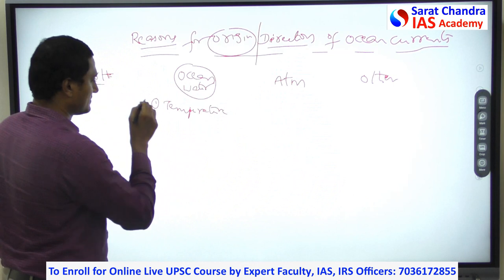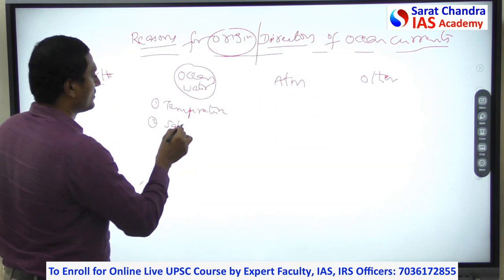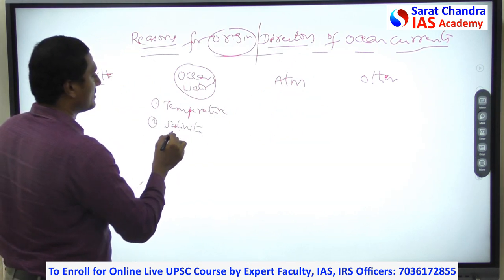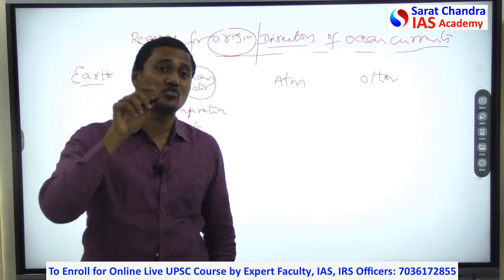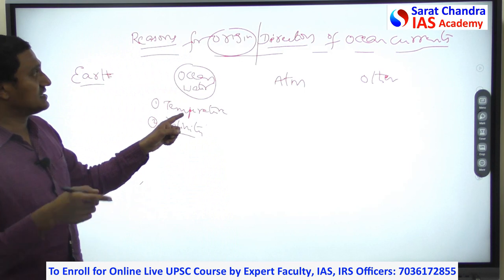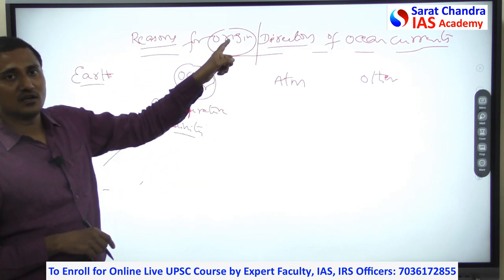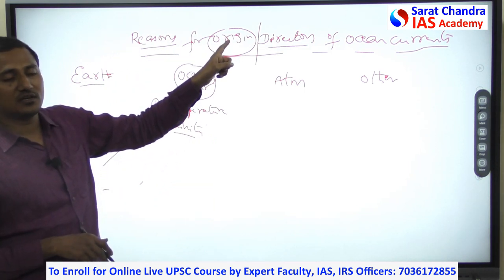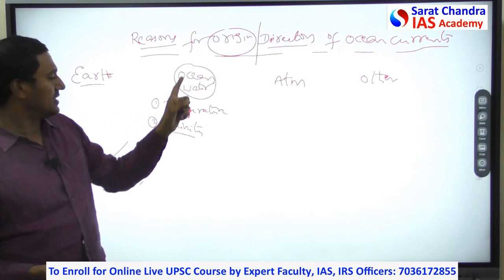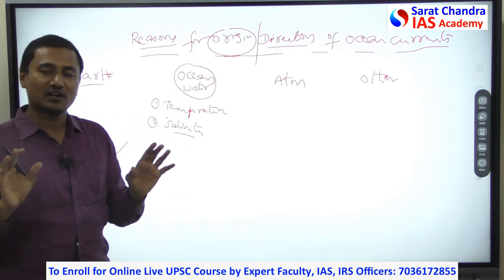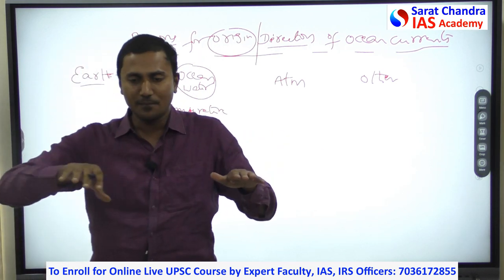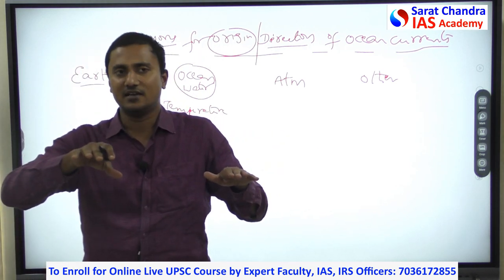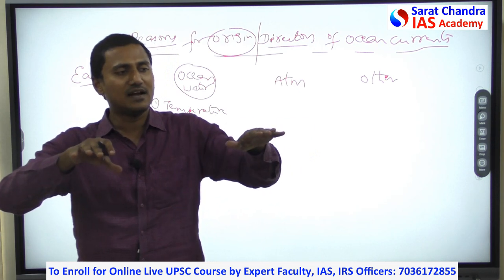Second thing, friends, salinity is also a reason. How will salinity create the ocean current? See, temperature is an originator of ocean currents. Salinity is also a creator of ocean currents. How? See, I'll tell you. Take the ocean water. At some place, salinity is very high, let us say. At some place, salinity is very low.